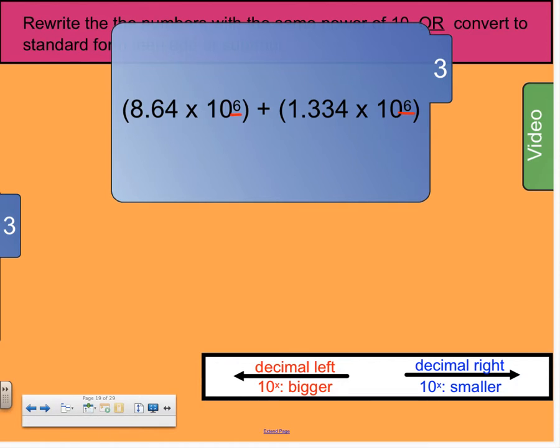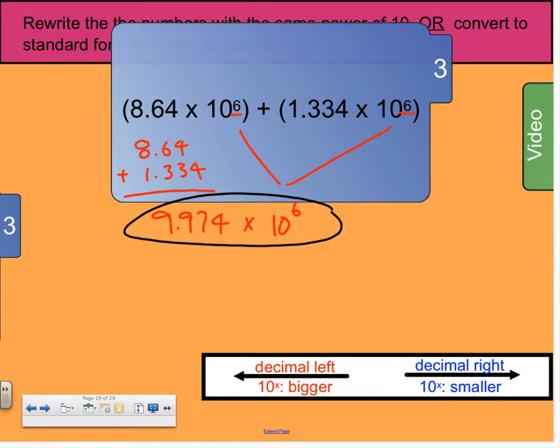I am simply going to add the numbers out front. So I'm going to take 8.64 and I'm going to add 1.334, and my answer will be 9.974. And because I already have powers that are the same, I simply bring those down and I get 10 to the 6th power. So my answer is 9.974 times 10 to the 6th power. And if you notice that 9.974, while very close to 10, is still in between 1 and 10, so that is a good answer.